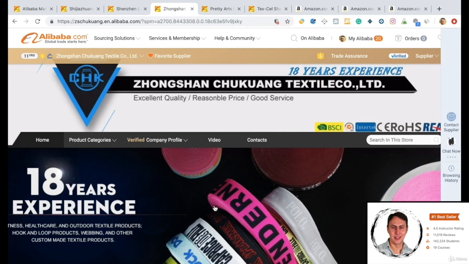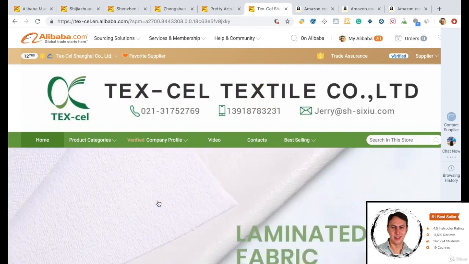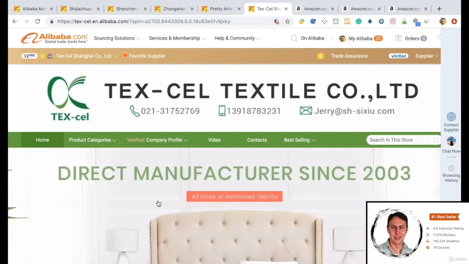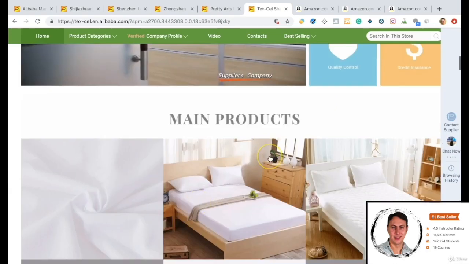Another one is Texcel Textile, it is a textile company too. You should evaluate companies according to the criteria that I explained in the choosing manufacturer supplier section. After evaluating these criteria, you should consider the prices. You must make a profit margin by choosing the product on Amazon.